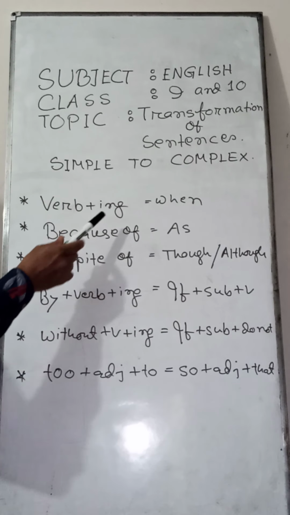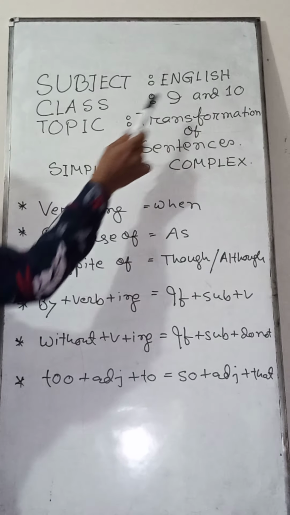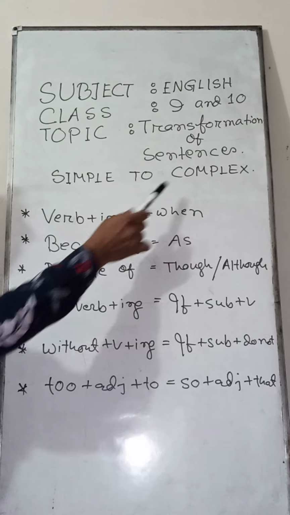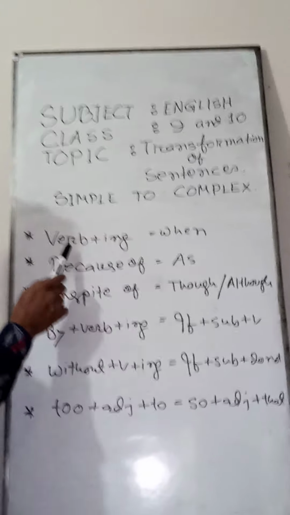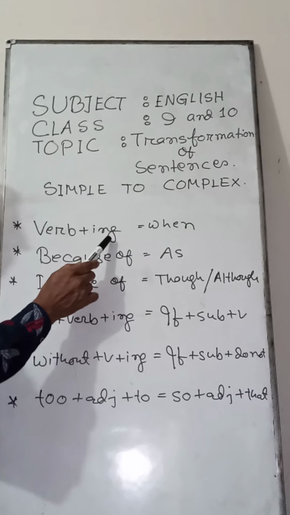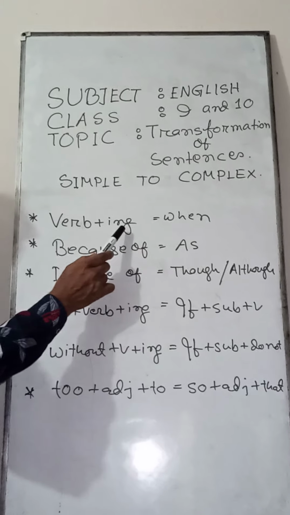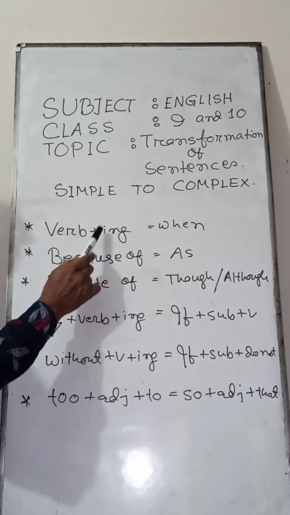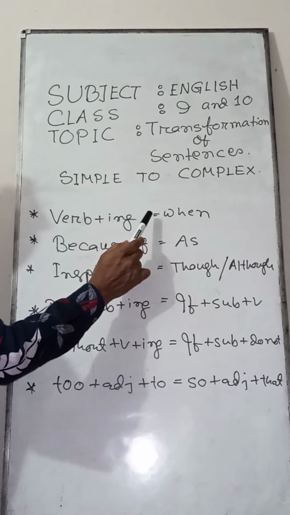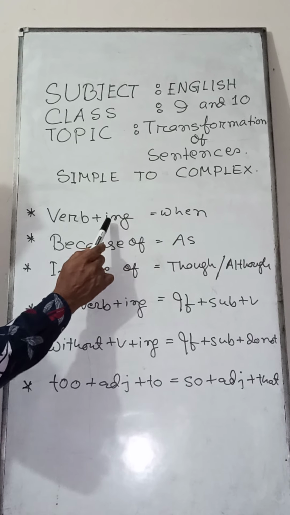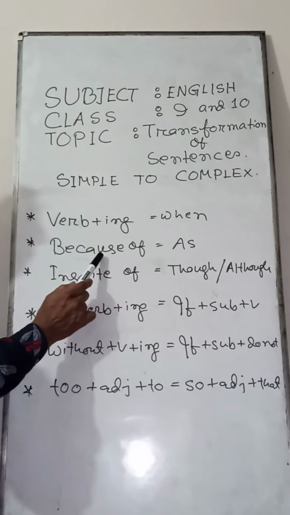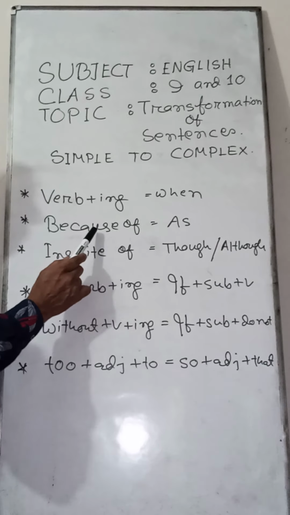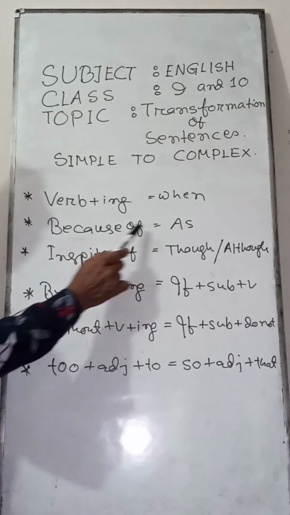Today I'm going to discuss the topic for English class 9 and 10, transformation of sentences from simple to complex. Here you see the signs of simple and complex. Verb plus ing is the sign of a simple sentence, and when you transform it to complex, you have to add when. In case of because of, you have to transform the sentence from simple to complex, adding as.